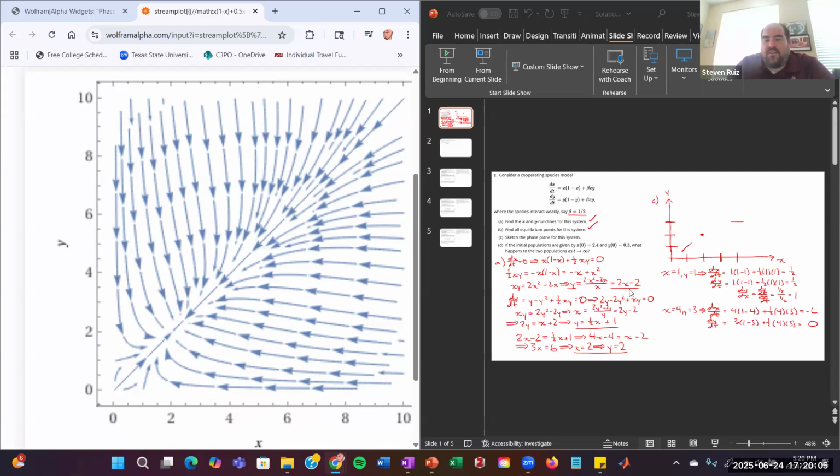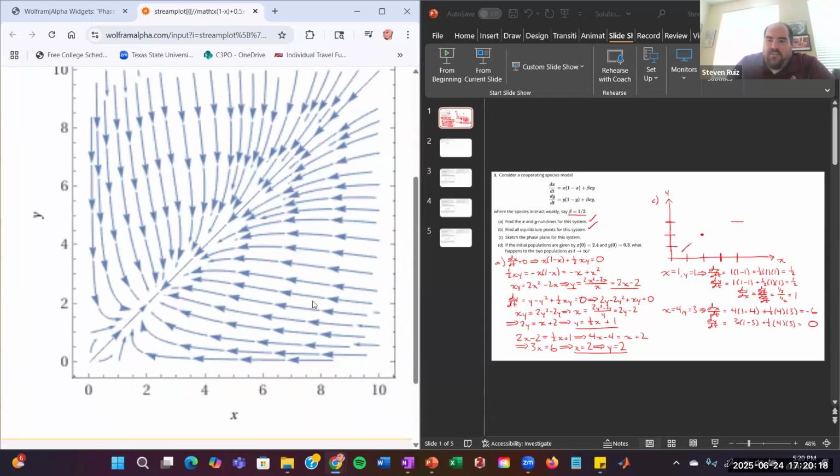So let's look at our graph. For dx dt equals 0, that gave us the line y equals 2x minus 2. That means I have a y-intercept of minus 2 and a slope of 2. My y-intercept is not captured here, but that's okay. Where will this cross the x-axis? It should cross the x-axis at x equals 1.